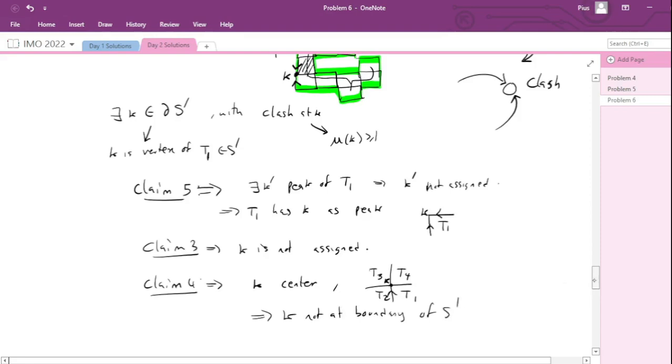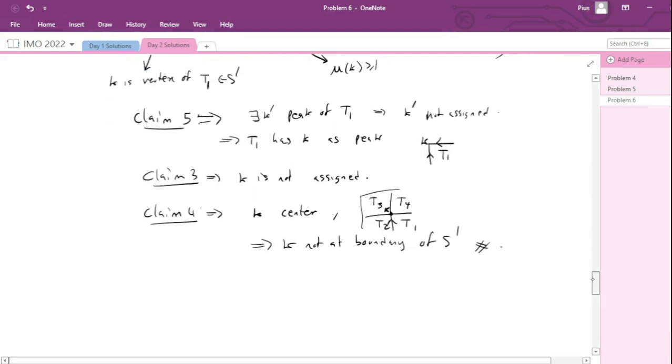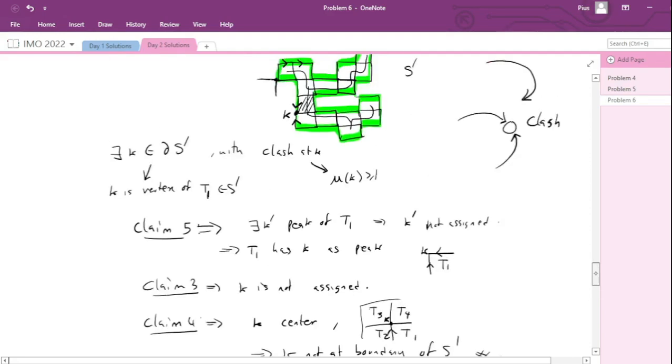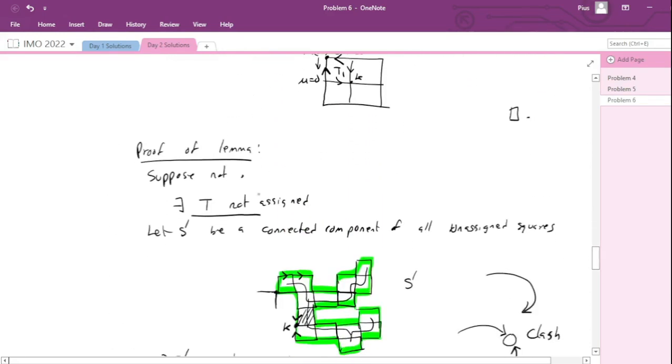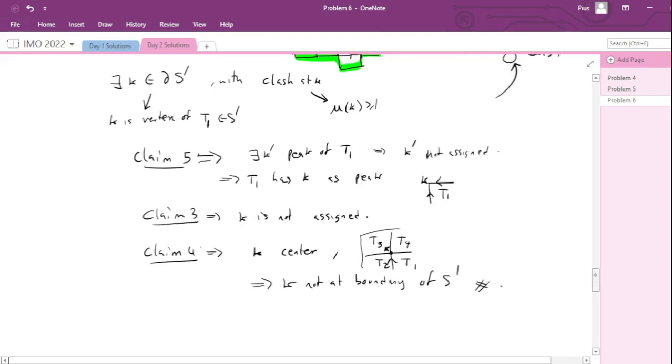So this means K is not at the boundary of S prime, because this means we can now extend our S prime beyond this. So K itself cannot be at the boundary, and that will be a contradiction of the assumption of where we started from. K was an element on the boundary. So this becomes a contradiction, which means that ultimately what we assumed here is wrong. So this concludes the proof of the claim of the lemma.